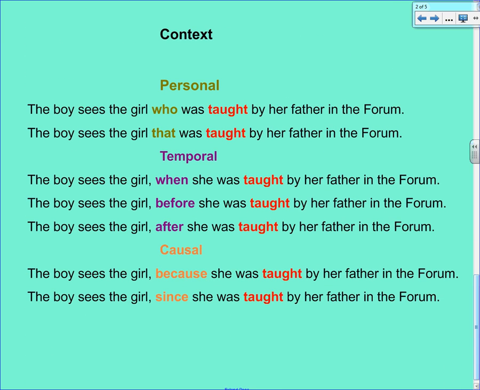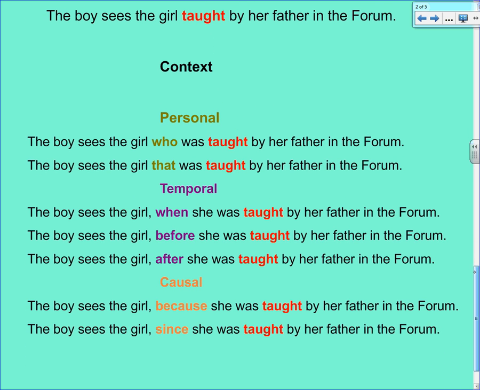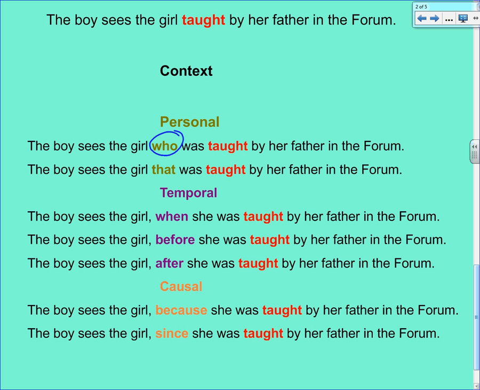As you feel more comfortable with the perfect passive participle, you can use a personal, a temporal, or a causal relationship to translate that participle phrase. So that same sentence, the boy sees the girl taught by her father. If we want to make it a personal relationship, we're going to use words like who or that. So the boy sees the girl who was taught by her father in the forum. You have to make sure that you keep this passive. You don't want to make that active. Do not make it active. The boy sees the girl that was taught by her father. Kind of iffy there.